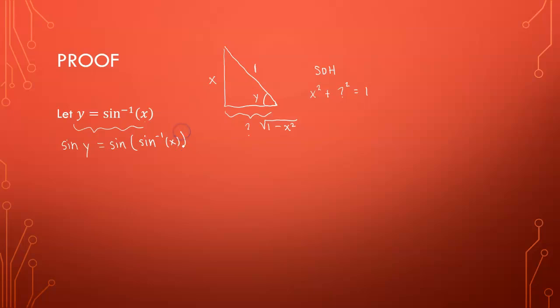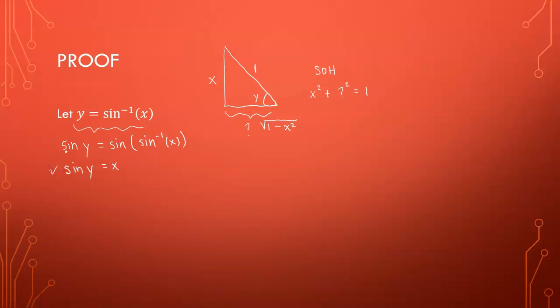And then because sine and sine inverse are inverses, they undo each other. So I just get sine of y is equal to x. I can also see that from my picture. I drew a picture that made sure that it showed that sine of y is equal to x.